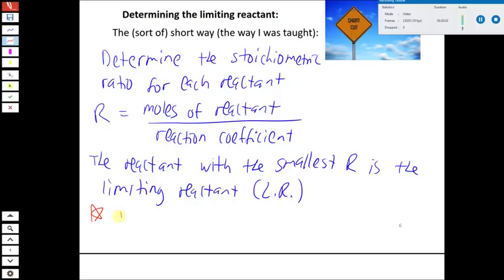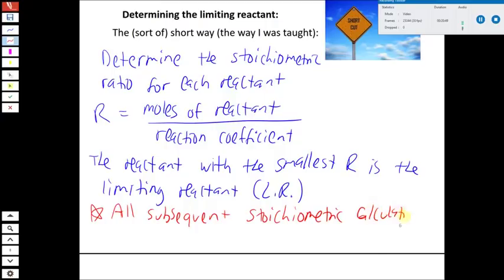All right, so all subsequent stoichiometric calculations, whether you're calculating amounts of products that form or amounts of other reactants that are consumed in the reaction, all of these are going to start with the limiting reactant.